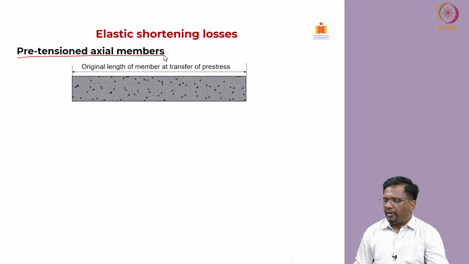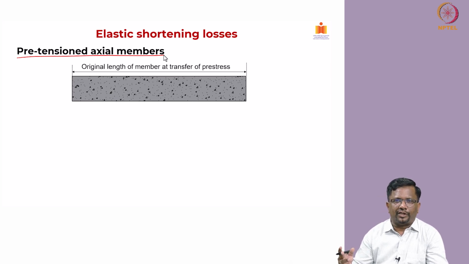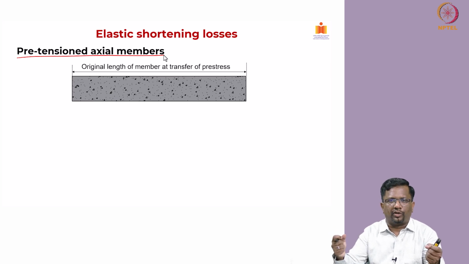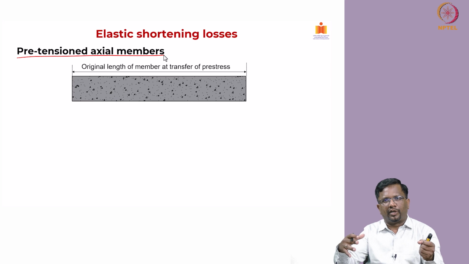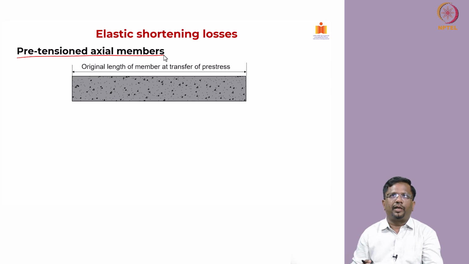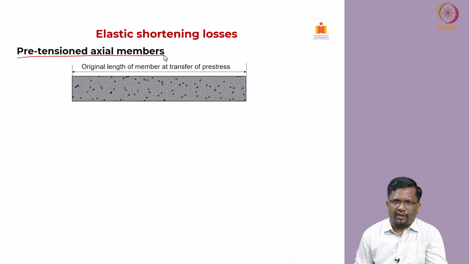So, again we have explained this previously. This is the original length of the member at the transfer of prestress. In the pre-tension case, as you know, before you pour the concrete, the tendons are stretched and you pour concrete. Once the concrete hardens to a certain extent, then you go ahead and cut the strand. At that time, the transfer of prestress happens. Now, when I am cutting the strand, this is the length of the member at the time of transfer of prestress.